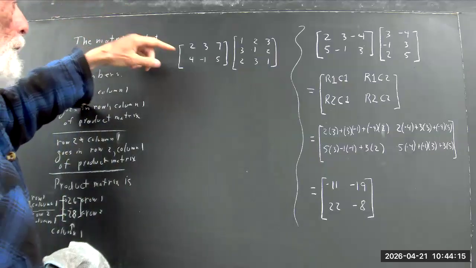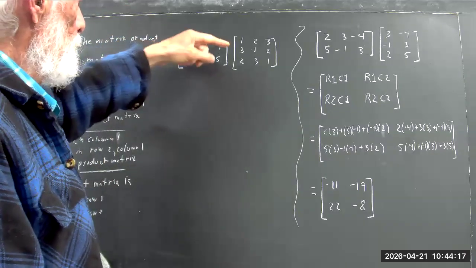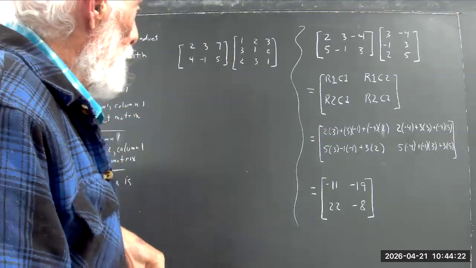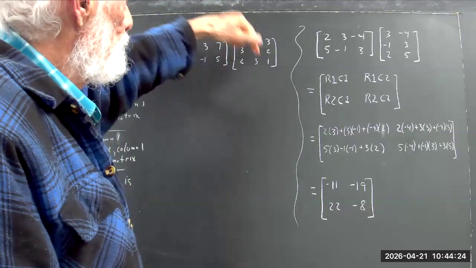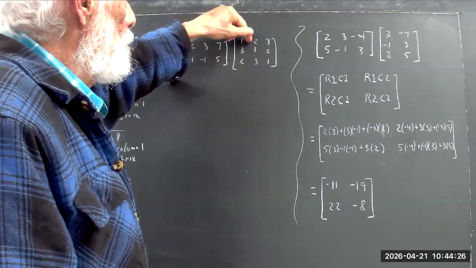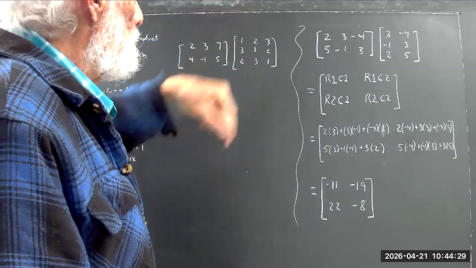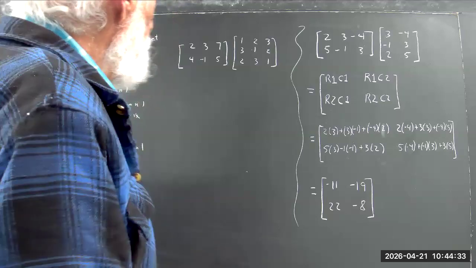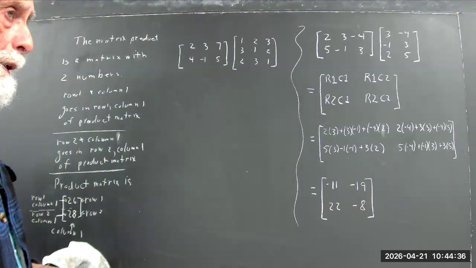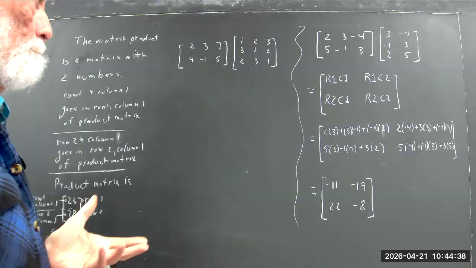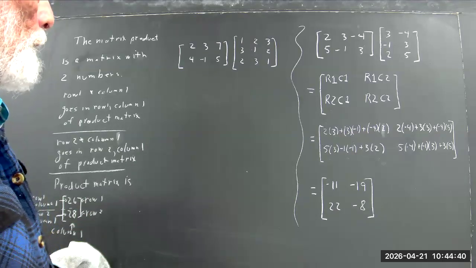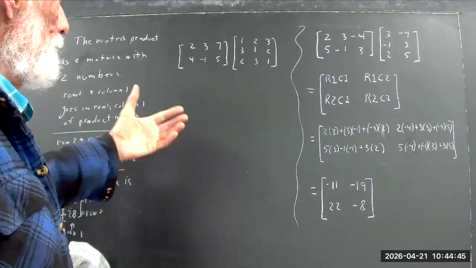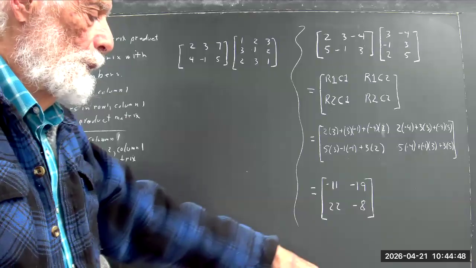Okay, this matrix has 2 rows. First matrix has 2 rows: 2, 3, 7, 4, -1, 5. Second matrix has 3 columns: 1, 3, 2, 2, 1, 3, 3, 2, 1. First of all, how many rows and how many columns is the product matrix going to have? Want to think that through, but then fill them in, okay? Fill in the products and see what you get.